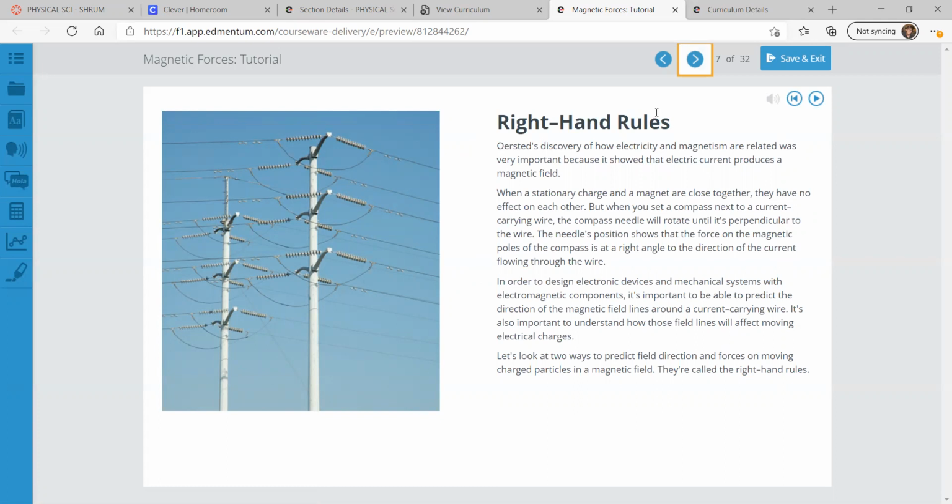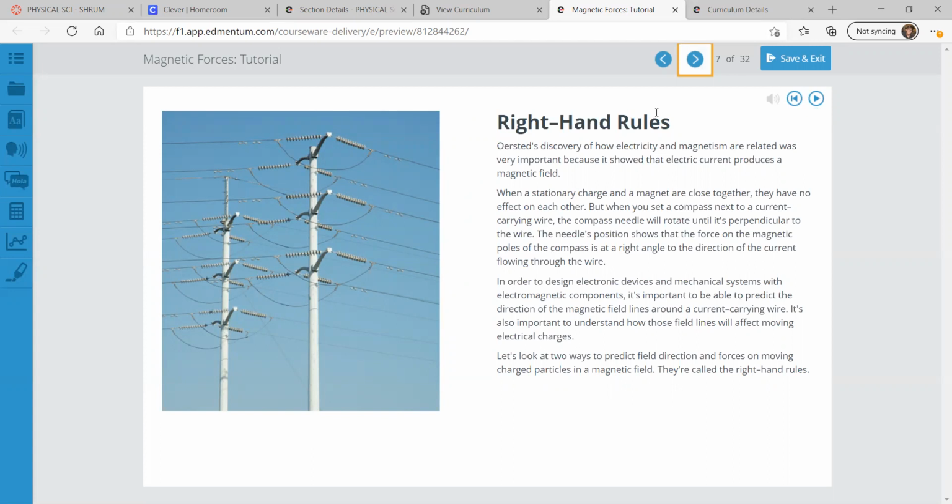Ørsted's discovery of how electricity and magnetism are related was very important because it showed that electric current produces a magnetic field. When a stationary charge and a magnet are close together, they have no effect on each other. But when you set a compass next to a current-carrying wire, the compass needle will rotate until it's perpendicular to the wire. The needle's position shows that the force on the magnetic pole of the compass is at a right angle to the direction of the current flowing through the wire.